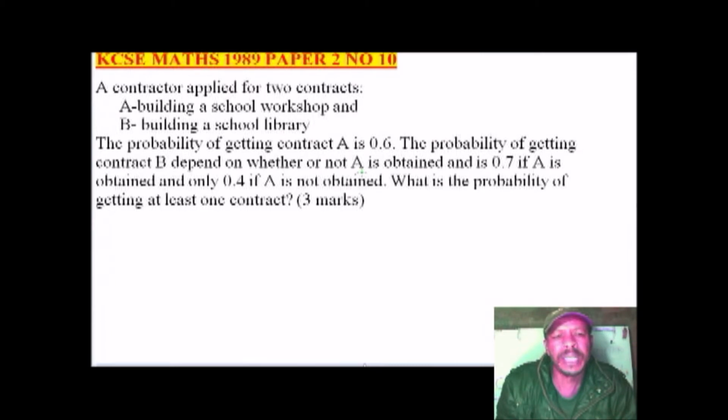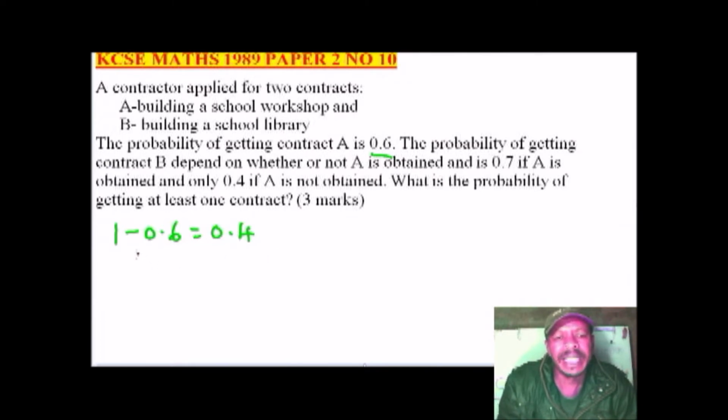So before we solve this problem, let's see what you need to be able to solve it. You start with the probability of getting contract A, which is 0.6. So the probability of not getting the contract is 1 minus 0.6, which is equal to 0.4. Remember, the probability does not go below 0, neither does it go above 1.